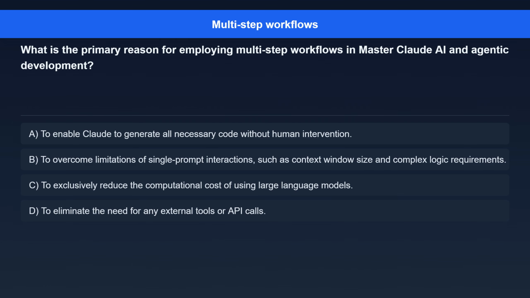Question 7. What is the primary reason for employing multi-step workflows in Master Claude AI and Agentic Development? Option A. To enable Claude to generate all necessary code without human intervention. Option B. To overcome limitations of single prompt interactions, such as context window size and complex logic requirements. Option C. To exclusively reduce the computational cost of using large language models. Option D. To eliminate the need for any external tools or API calls.